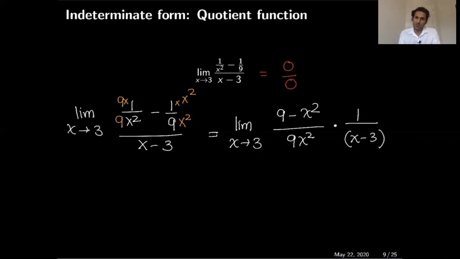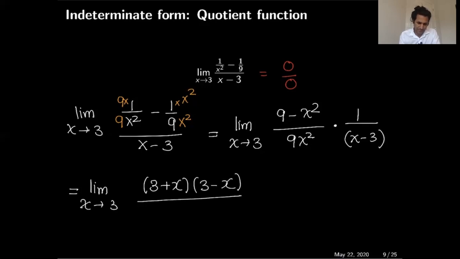Now I have a polynomial in the top and a polynomial in the bottom. I can factor. Limit x approaches 3. If I factor, I get 3 plus x and 3 minus x on the top. The bottom is 9x square times x minus 3. We are almost there.